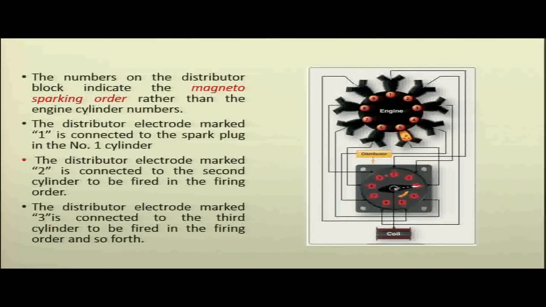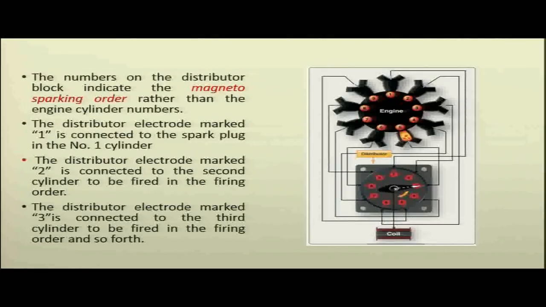The distributor electrode marked number 1, this is your number 1 electrode, is connected to the spark plug in the number 1 cylinder. So you can see this is connected to the spark plug in the number 1 cylinder. The number 1 electrode in the distributor block is connected to the spark plug in the number 1 cylinder.